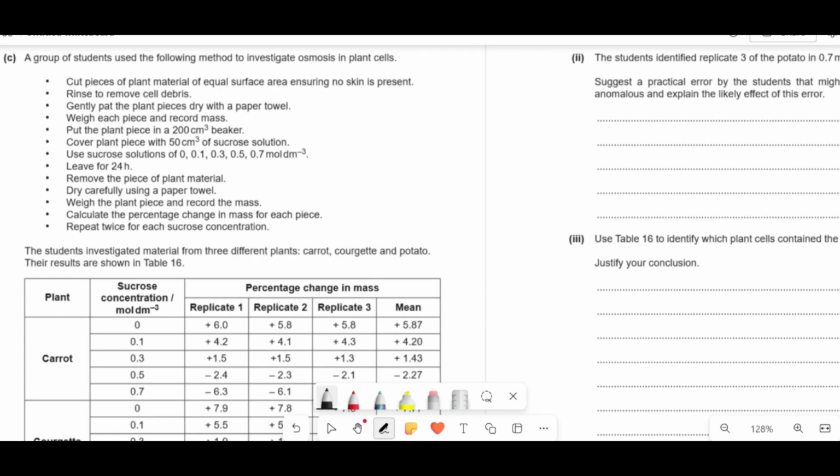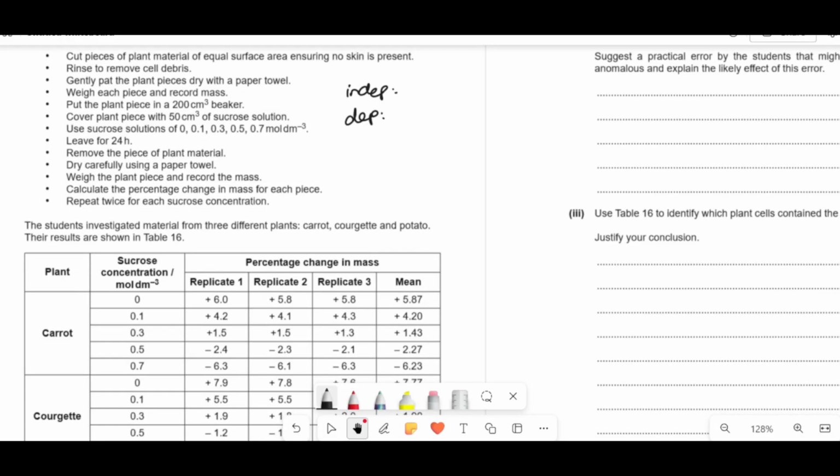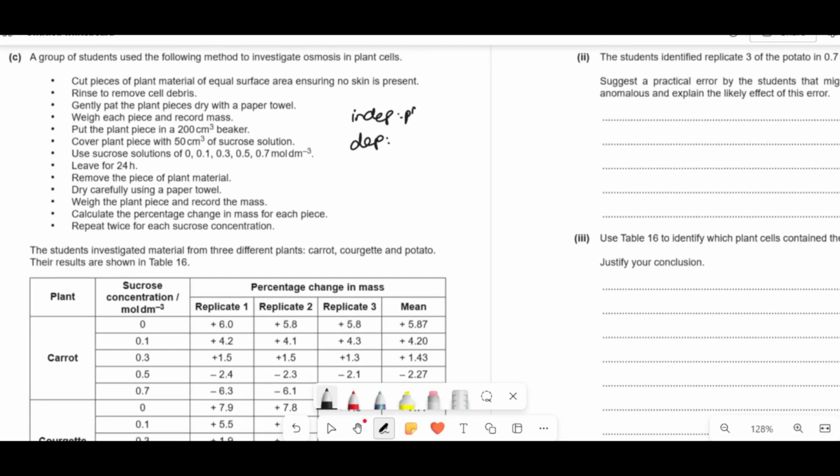So a group of students use the following method to investigate osmosis in plant cells. So always remember to do your independent and your dependent. So try and look at all the question just to quickly collect what it could be. So what are they doing? Well, the independent is, first of all, the plant. They're changing the actual species, and they're also changing the sucrose concentration for each. And their dependent is percentage change in mass. This might be useful for later, we'll see.